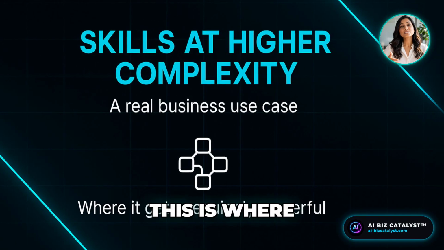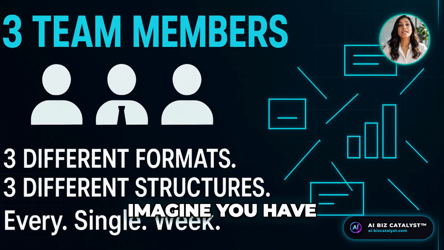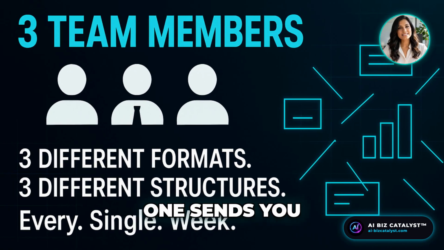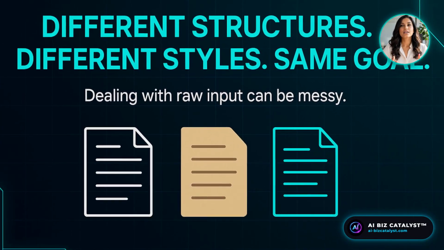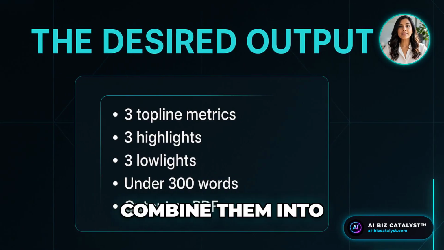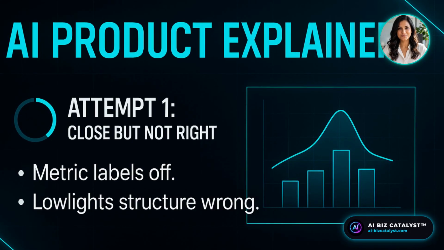Here's what the skill building process looks like at a higher level of complexity, because this is where it gets genuinely powerful for business owners. Imagine you have 3 team members. Every week, each one sends you a status update, but in completely different formats, completely different structures. Your job? Combine them into one clean report for leadership or for your own review.